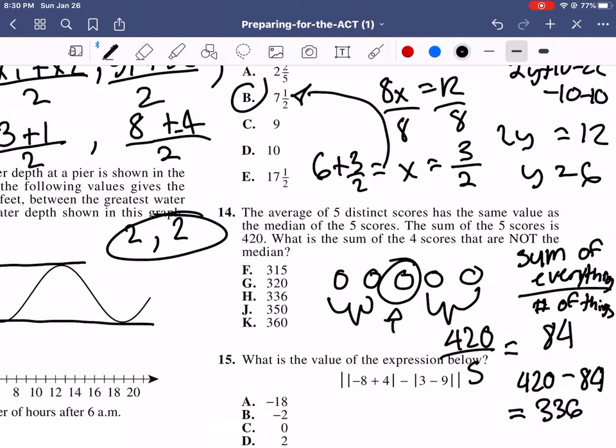So if this is 84, you're finding the sum of these two. That's why you subtract 84. Get 336, H is the answer.